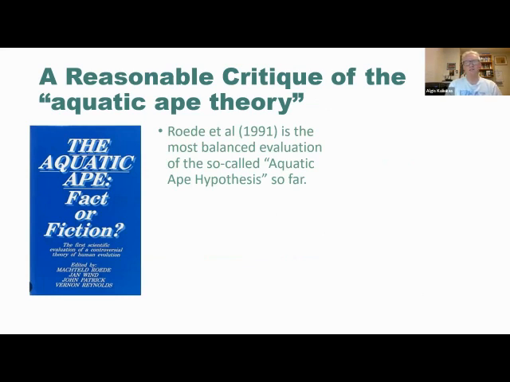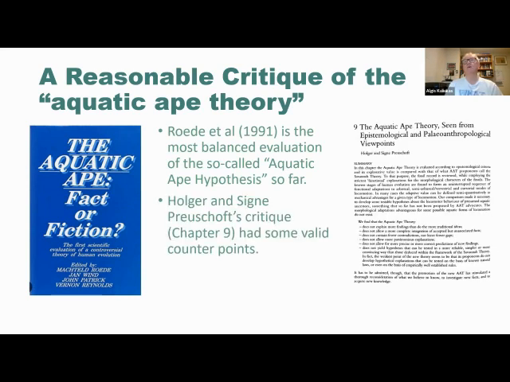Now, a couple of months ago, we had Vernon giving a lovely talk, or a conversation, about this book, The Aquatic Ape: Fact or Fiction, the Proceedings of the Valkenburg Conference. It's a really great book. It still is one of the best books, if not the best book, certainly the most balanced book on the subject that there is. And in this book, there were some really good chapters. One of them, which I have to admit, was a pretty good critique of some of the points in the aquatic ape theory by Holger and Signe Preuschoft. I hope I've pronounced that correctly.